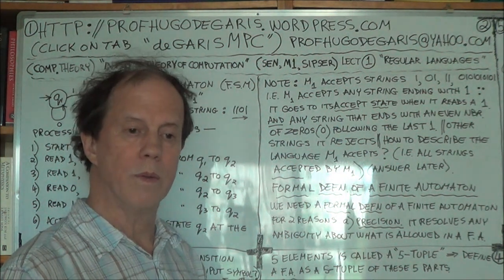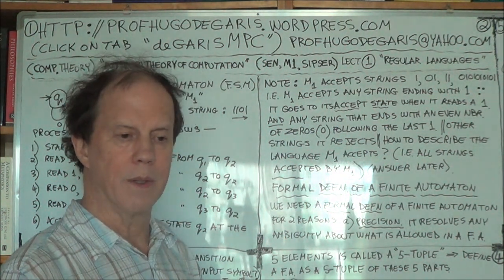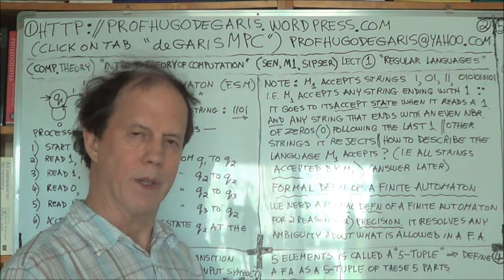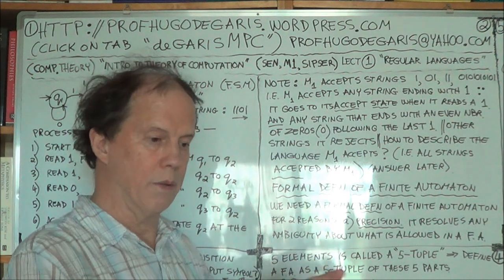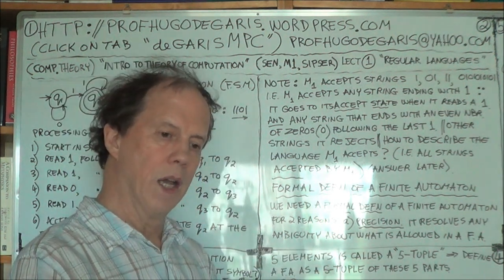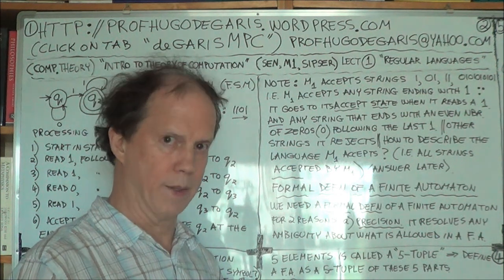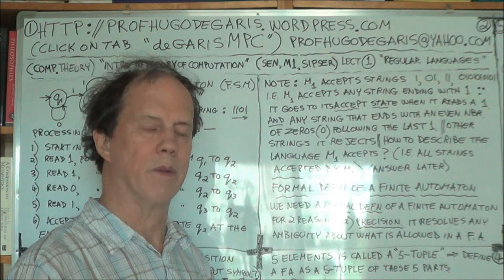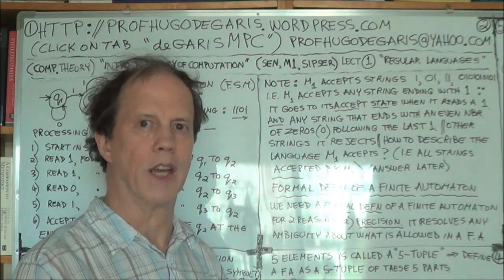So the obvious question arises: all those strings that are accepted, in other words, the language, create the set of all input strings that are accepted and call that set A. In other words, language A.